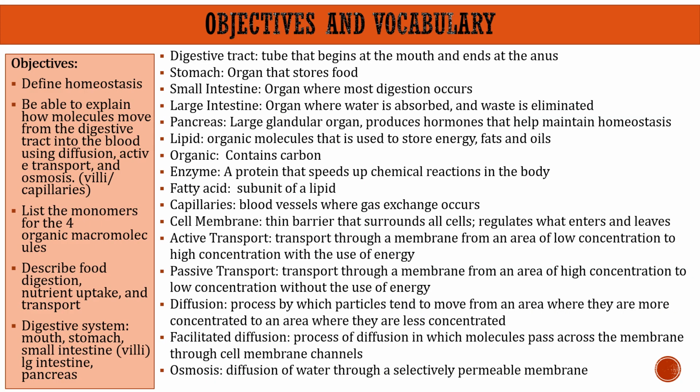So as always, our objectives and our vocab. You're going to be able to define homeostasis, explain how molecules move from the digestive tract into the blood using diffusion, active transport, and osmosis. List the monomers for the 4 organic macromolecules. Describe food digestion, nutrient uptake, and transport. And in the digestive system, explain what the mouth, stomach, small intestine, large intestine, and pancreas do.